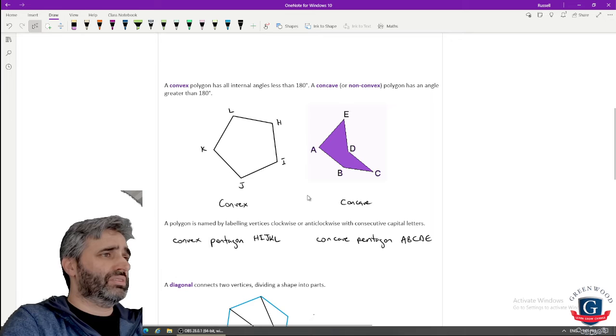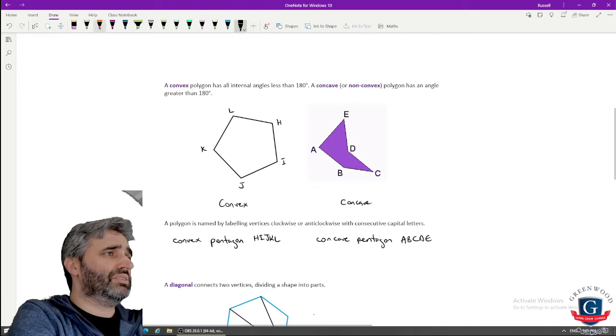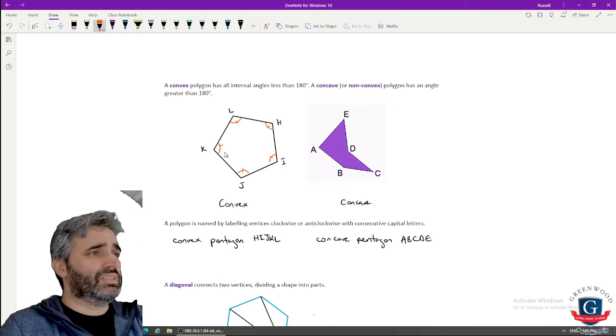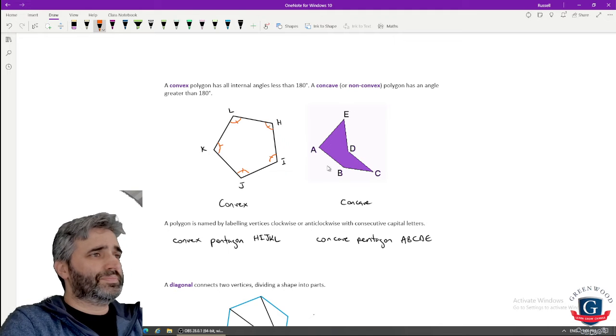A convex polygon has all internal angles less than 180 degrees. And in this regular pentagon here, we can see that all of the angles are less than 180 degrees. And in fact, because it's regular, they are also all the same size. They are equiangular.